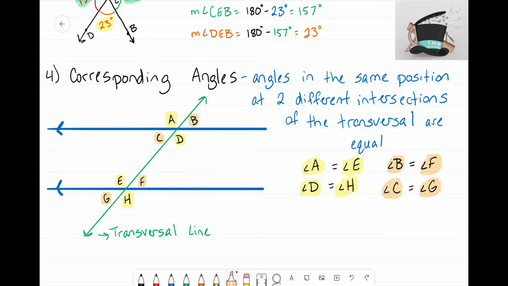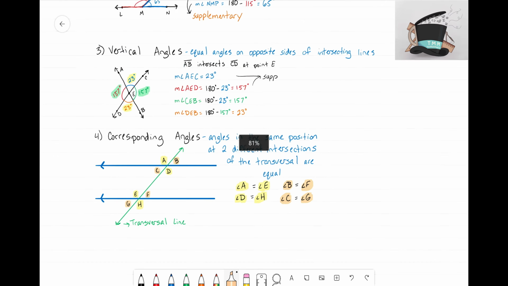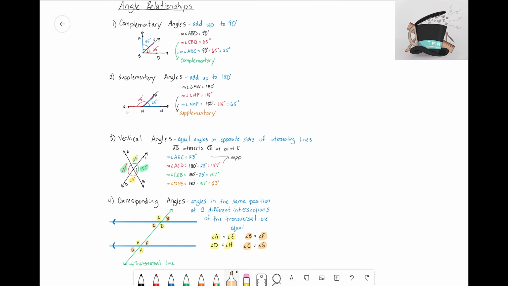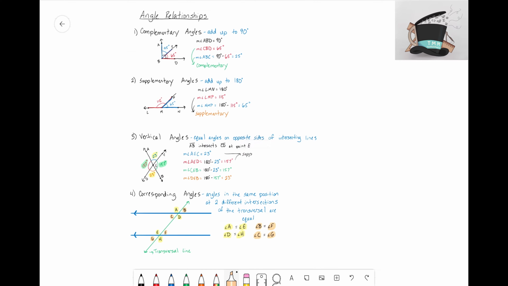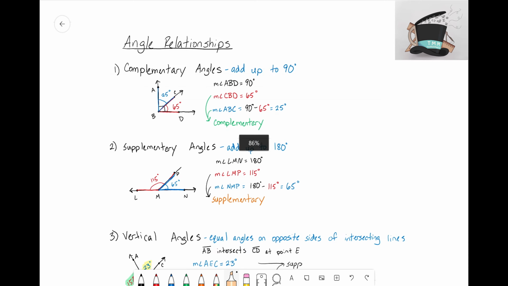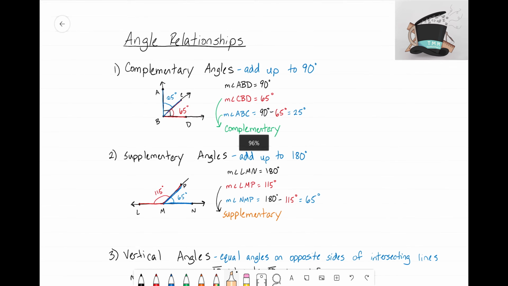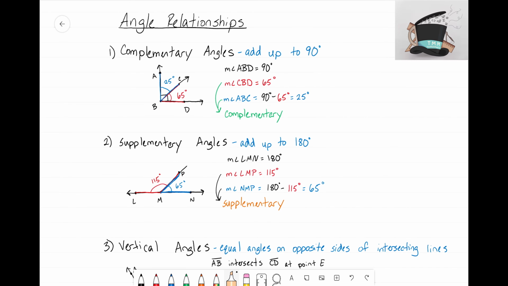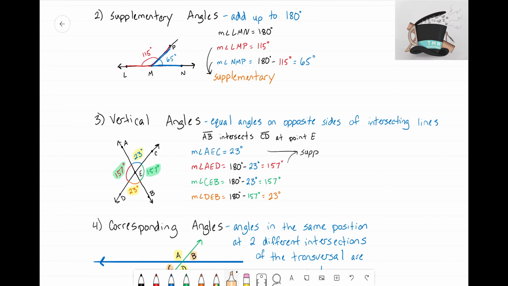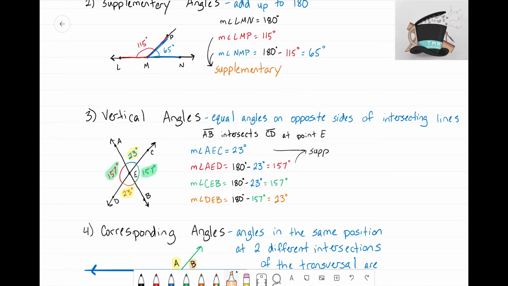We're going to close out our series of videos on angle relationships. Let's do a quick recap of the angles that we have learned so far. We first started with complementary angles, which add up to 90 degrees, and supplementary angles, which add up to 180 degrees. We then focused on vertical angles that occur when you have intersecting lines, and we said that the opposite angles are always going to be equal.